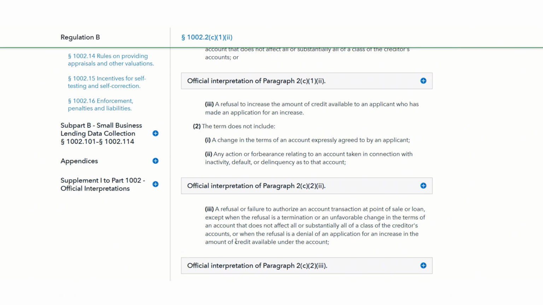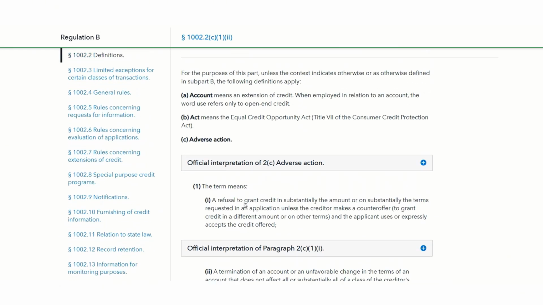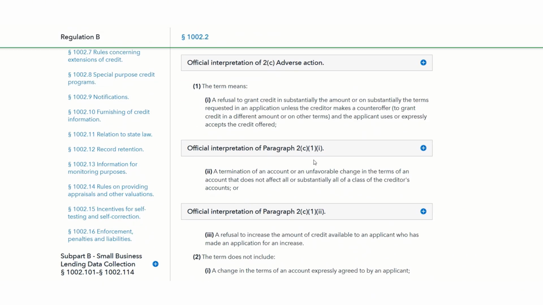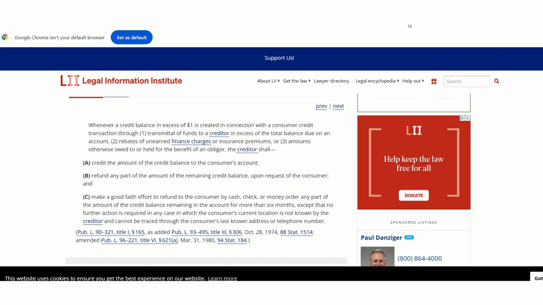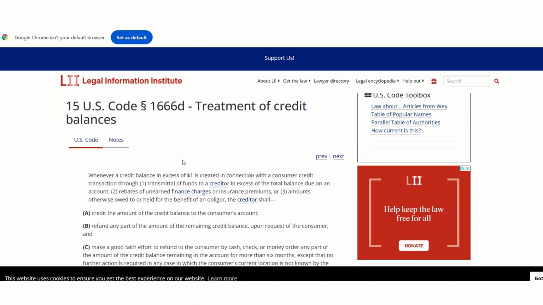Yeah, I gotta understand that better. But anyway, let's get to it. So you know what adverse action means under this, right? And we want to focus more on an unfavorable change in the terms of an account. And we know what an account means, an extension of credit. And we already know what they are required to do, right? Which haven't been done. That's why it's an adverse action, right?